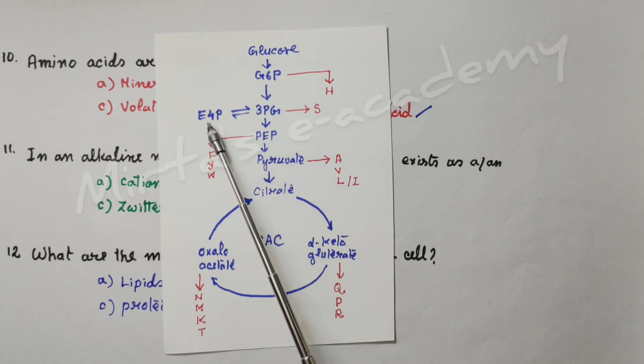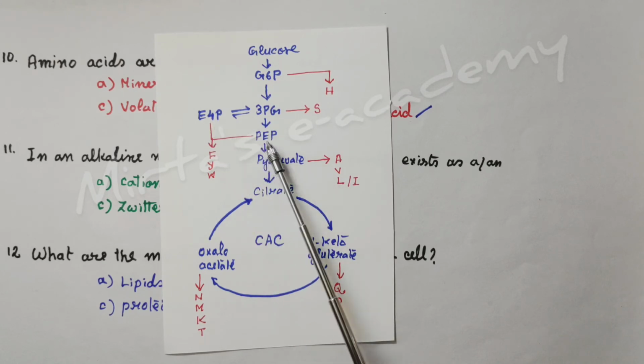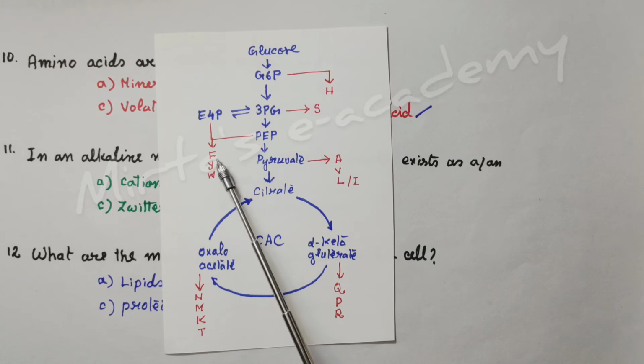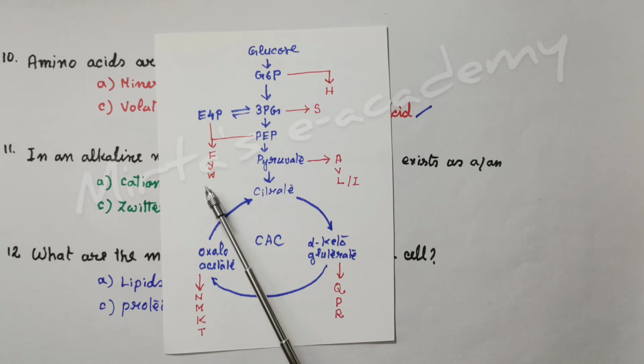So erythrose 4-phosphate and phosphoenol pyruvate, they give you F, Y and W. Do you remember the names? I'll tell you. F is phenylalanine, Y is tyrosine, W is tryptophan.